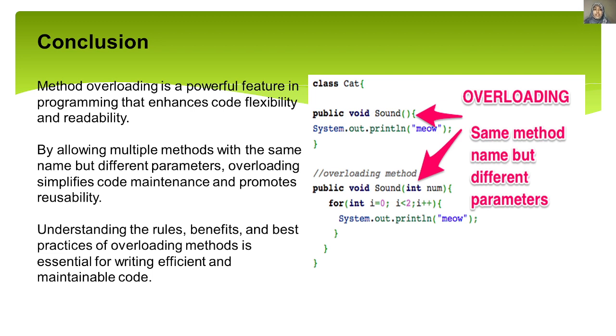As we can see in the example over here, the same method name but different parameters are used. In the first declaration of class Cat, we have public void sound(), and in the second overloading method we can see public void sound(int num). This is the overloading process, where the same method name but different parameters are used. So this is the conclusion.